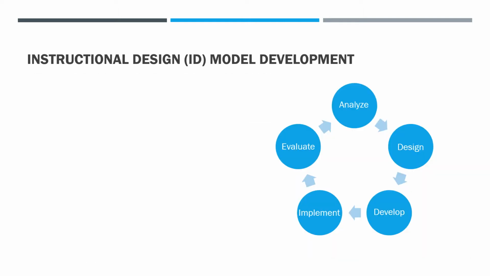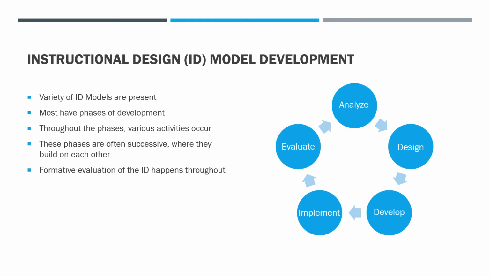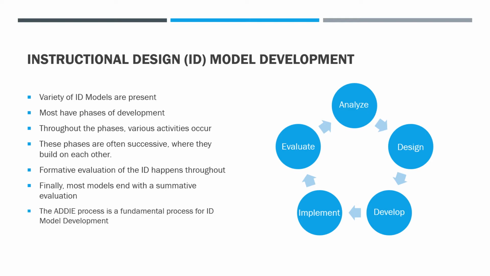Instructional design model development: there are various models that are present in instructional design. Most have phases of development. Throughout the phases, various activities occur. These phases are often successive, where they will build on each other. Formative evaluation of the instructional design often happens throughout the design process. Finally, most models end with a summative evaluation. The ADDIE process is a fundamental process for instructional design model development.